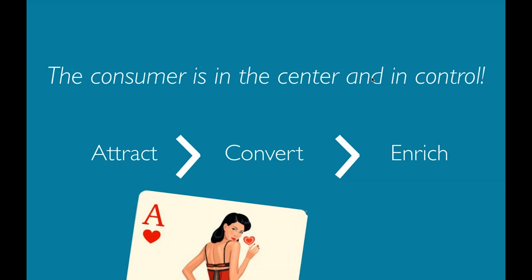What is clear is that consumers are moving more towards the center, where you have to attract, convert, and enrich them to create a long-lasting relationship, and that they are now in control of their data. They are even allowed to withdraw their data and to have it corrected when it's wrong in your systems.